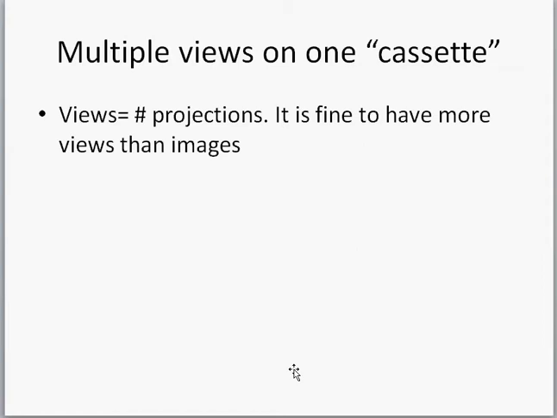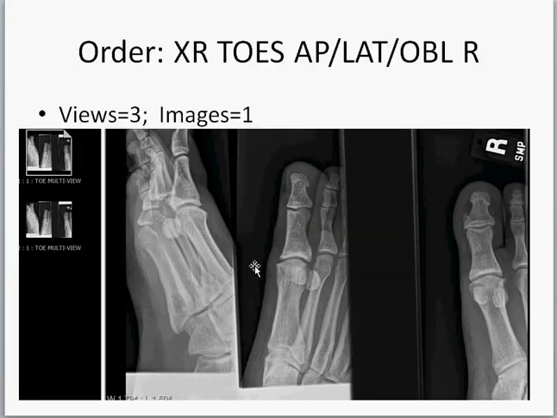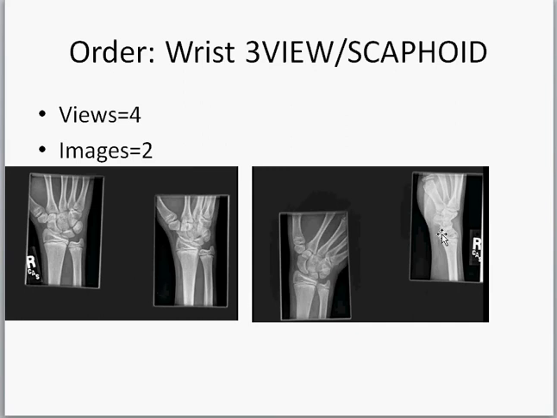Okay, and then finally this comment about multiple projections or views on one image file or cassette, we used to say. Just an example. So here's a toe, 3 different projections obtained on a single image file. This is still a 3-view study, but just 1 image available in the PACS system. And then in this case, you get 2 views of the wrist on each of these image files. So there are 2 images, but there are 4 projections or 4 views.